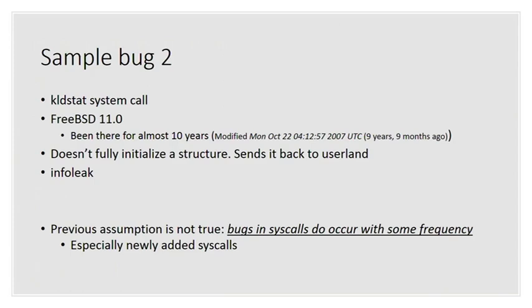So my previous assumption was wrong, right? I assumed that because they're system calls and so well tested, it's less likely to see bugs in them. Well, that turns out to be entirely wrong. You can find bugs in system calls in the BSDs fairly quickly and easily. Bugs that aren't too esoteric or weird, fairly straightforward bugs, especially in newly added system calls, but even in the older stuff. As you can see, a 10-year-old system call in FreeBSD still had a trivial info leak. So those things do occur.